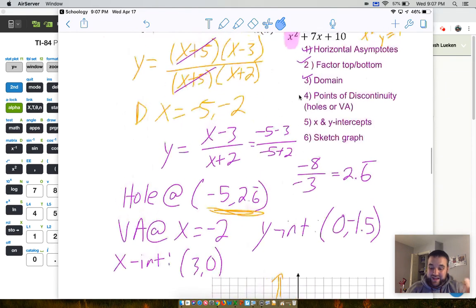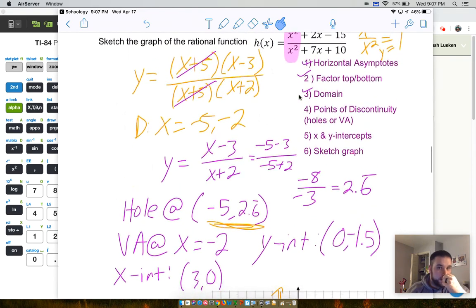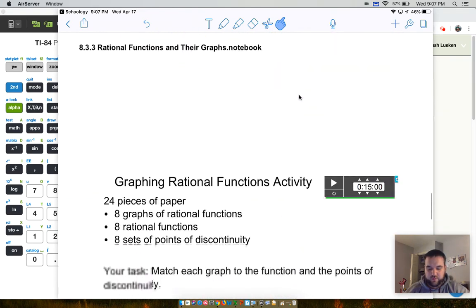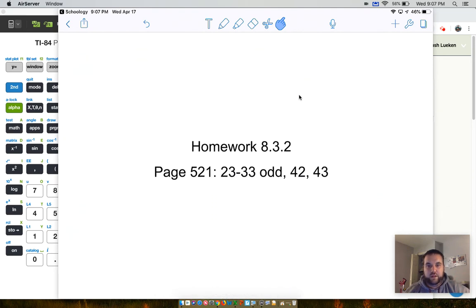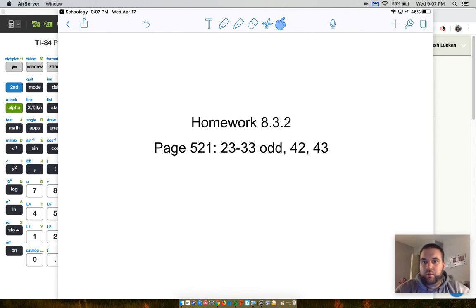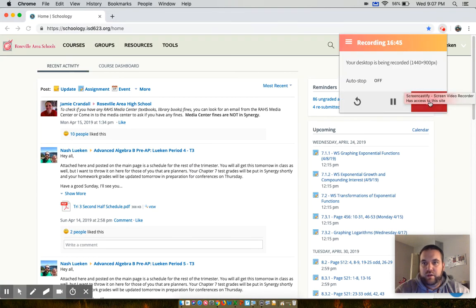Again, we're doing a lot of information for one graph, but we are using technology to help us after that. We're going to do a little activity in class to talk through this stuff. And again, no additional homework for 8.3.3 because I've done enough. So there you go.